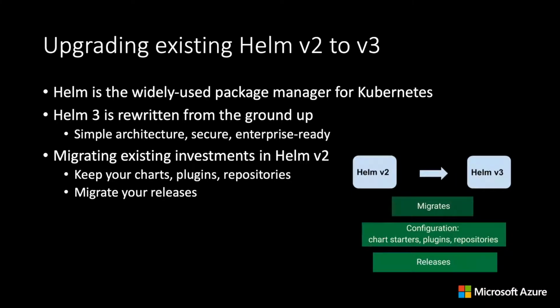Helm is a widely used package manager for Kubernetes, and Helm 3 is the new shiny. Simple, secure, enterprise ready, but realistically, a lot of us already have Helm 2. And say you have Helm 2, you're yearning for Helm 3, and you know you can't just start with Hello WordPress because you have a whole bunch of charts in production right now. So let's walk through an upgrade together. You can keep your charts, plugins, repositories, and even migrate your existing releases.